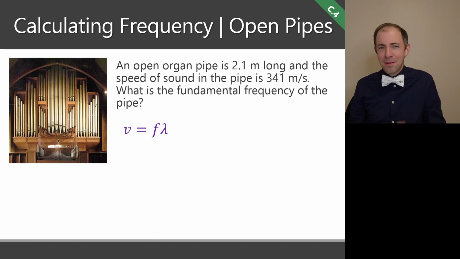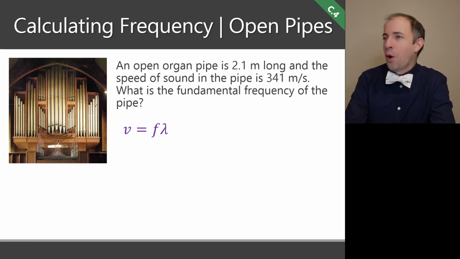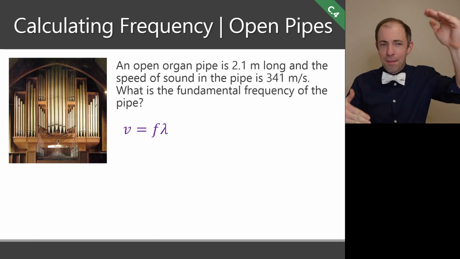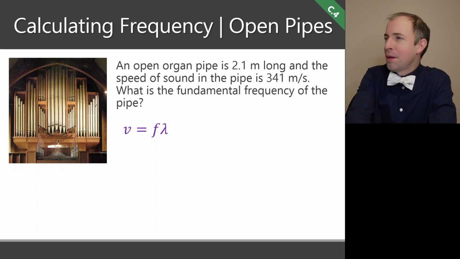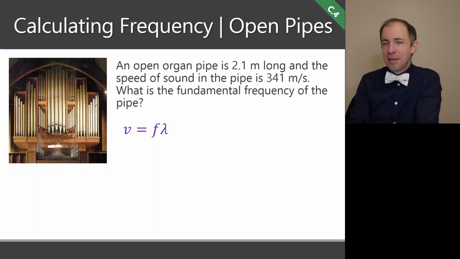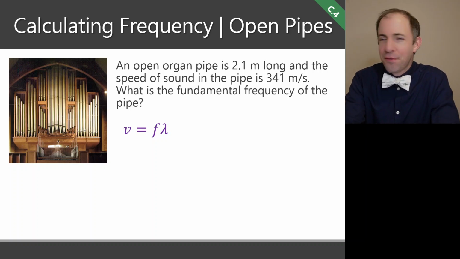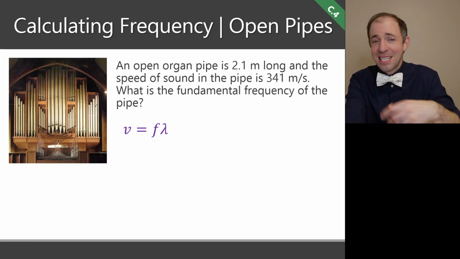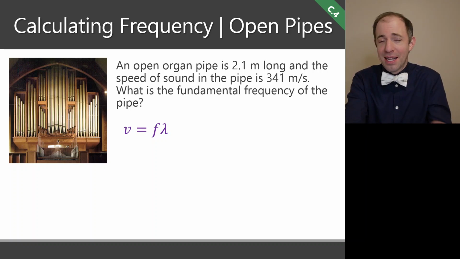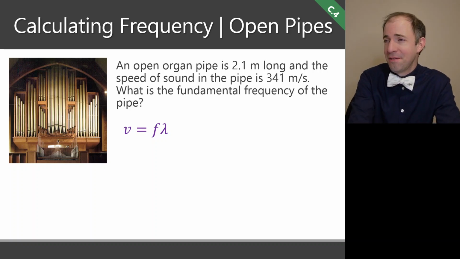So let's try a problem using this idea. An open organ pipe, so that means it's open on both ends, is 2.1 meters long, and the speed of sound in the pipe is about 341 meters per second. What is the fundamental frequency of the pipe? So fundamental frequency in this case is the first harmonic. That is the simplest waveform that can fit.